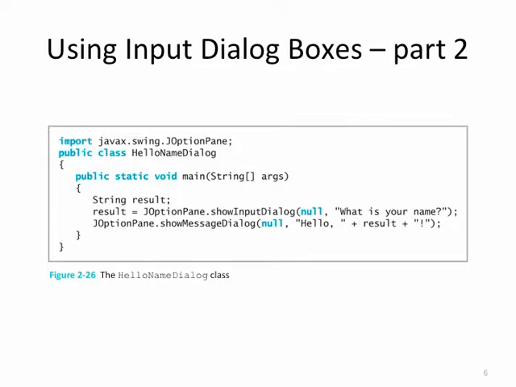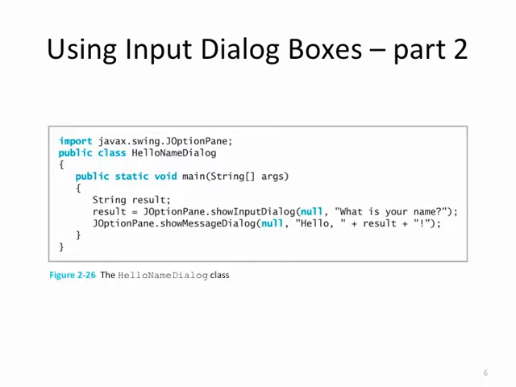Here's an example. We import javax.swing.JOptionPane. That gives us the definition of the show input dialog. Then we've got public class HelloNameDialog. The name of our class is HelloNameDialog. Then we've got our main method. Inside the main method, we declare a string variable called result. String result will declare a string variable called result. And on the next line, we give it some value. Result equals. Notice that in this case, result is the L value. It's on the left-hand side of the assignment operator.